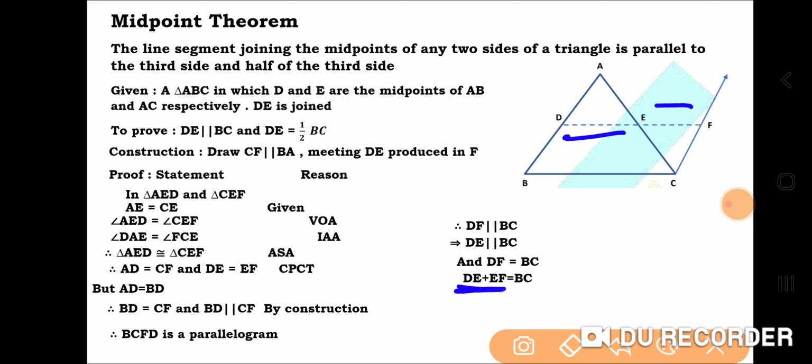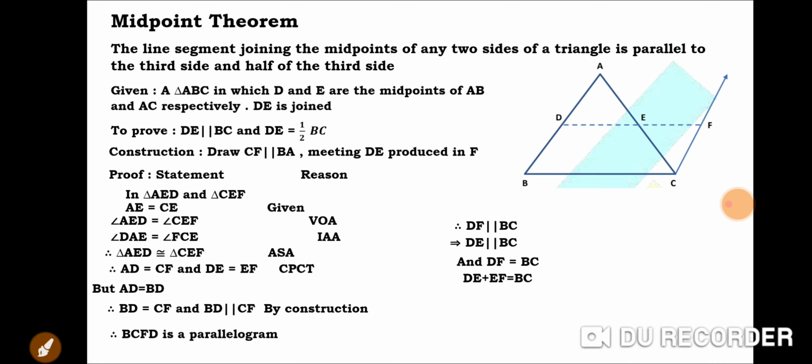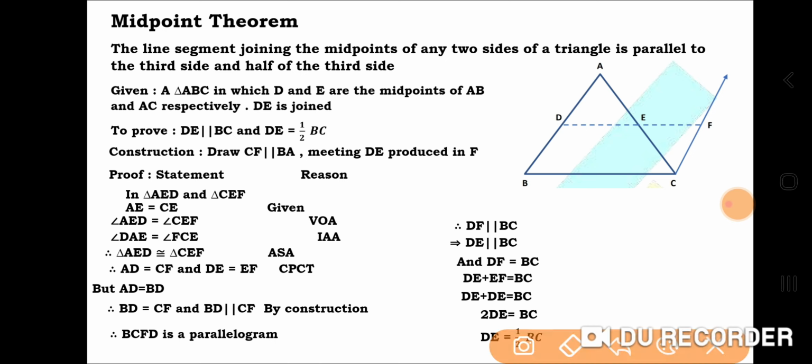Here one more thing we have proved, that DE is equal to EF. So instead of EF we can write DE plus DE is equal to BC. Here DE plus DE is nothing but 2 times DE, and when we transfer 2 to the right hand side, you get DE is nothing but half of BC. So this is how we have proved the theorem: DE is parallel to the base, and at the same time it is half of the base.